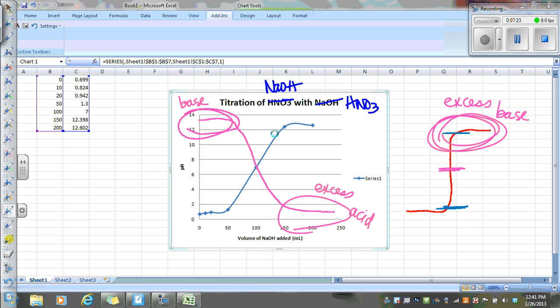You would look at the part where the slope is very steep, and you'd look at the middle of that, and that would tell you that the pH at the equivalence point was 7. So strong acid and strong base titrations are going to look just like each other. It's just you're going to have a different starting point and a different ending point.